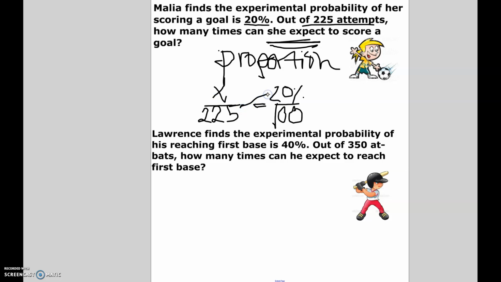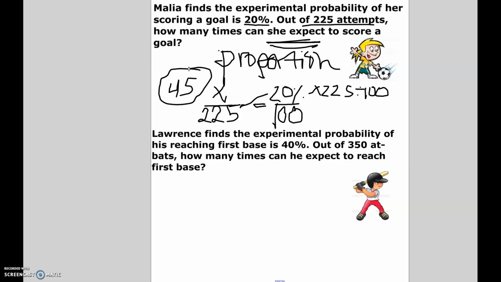Okay, so we're going to cross multiply to solve this. We multiply the numbers that are diagonal together, so 225 times 20. And then you divide by what's left out, and what's left out here is 100. So you just type in 20 times 225 divided by 100. And we're going to expect that 45 times she makes a goal. She's not very good. She's only doing it 20% of the time, so only 45 times she'll make a goal.